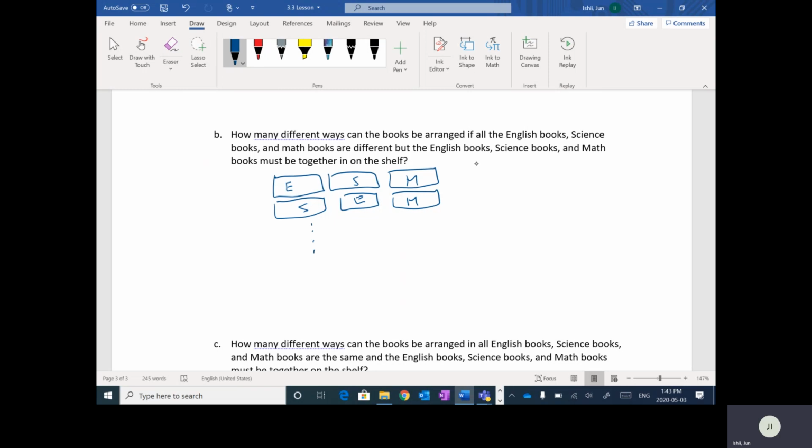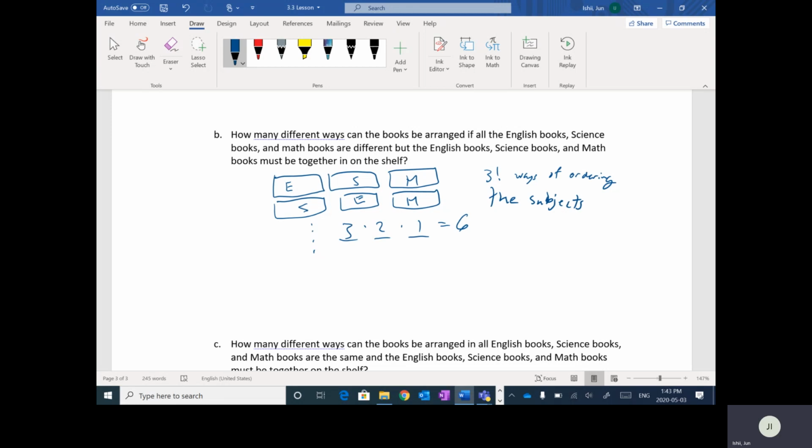Basically, there's 3 subjects, so there's going to be 3 factorial ways of ordering the subjects. Again, 3 factorial because I have 3 spots. I have 3 options for the first, whichever subject can go first, then 2, then 1. So that's going to be 3 factorial, which is 6.